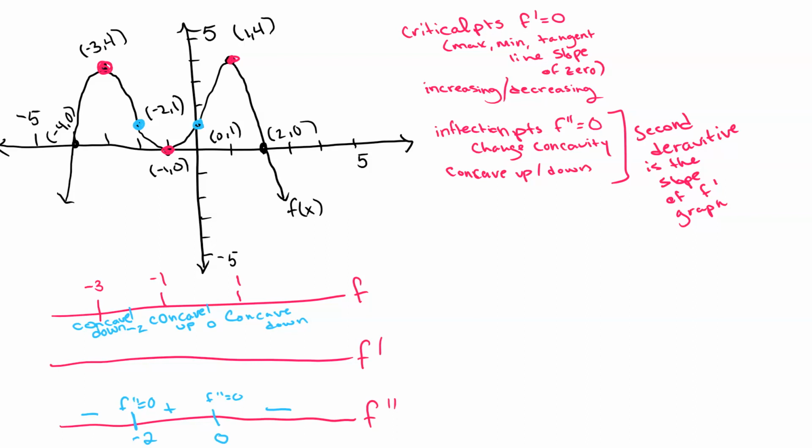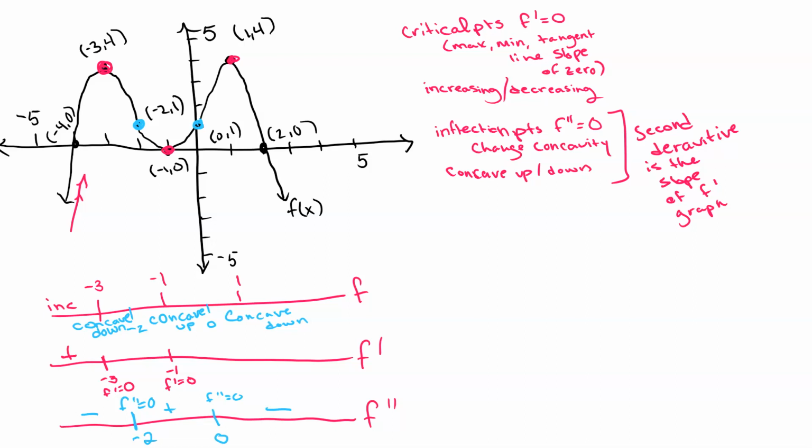Let's go back up top and think about increasing and decreasing. To the left of -3, we are going up, so we are increasing. When we're thinking about our first derivative graph, that critical point is going to be when our first derivative equals 0. And since we're increasing, we've got positive there. Our next critical point was at -1. Once again, our first derivative equals 0 at that point.